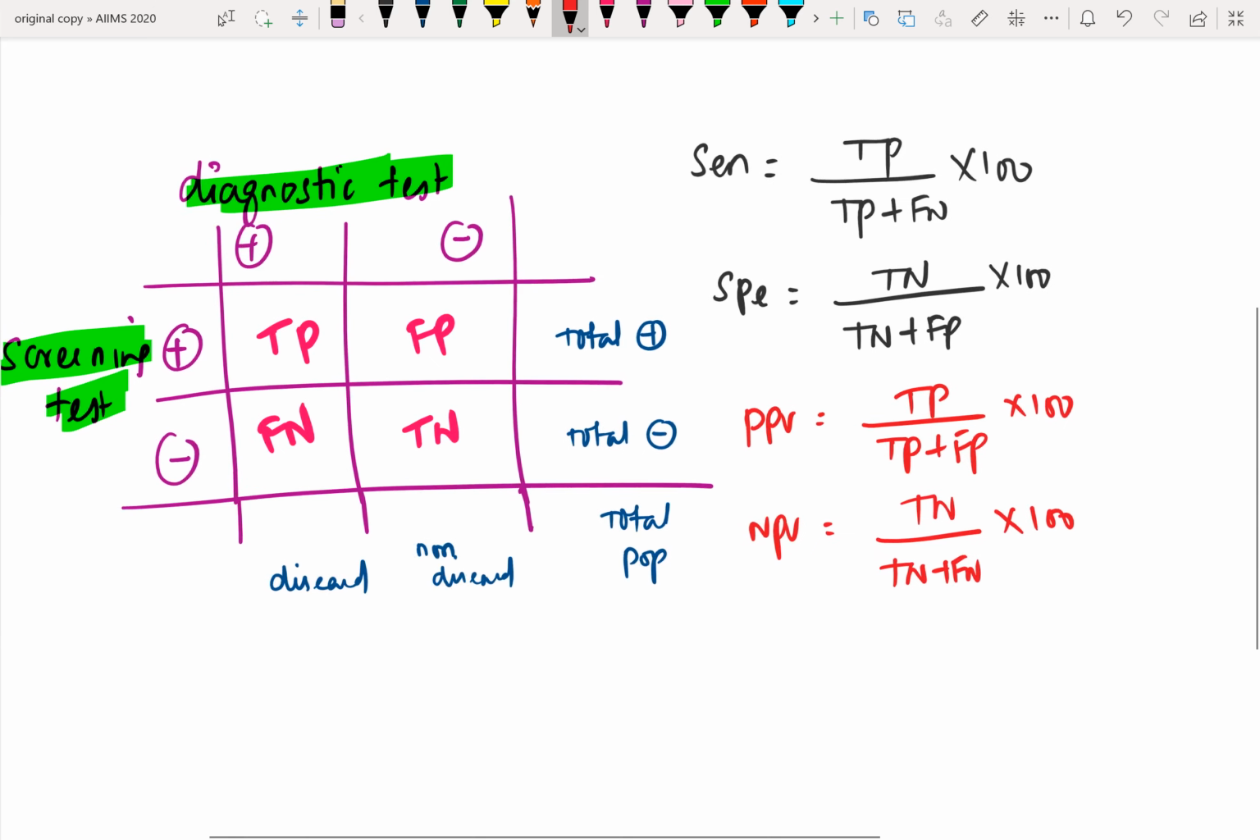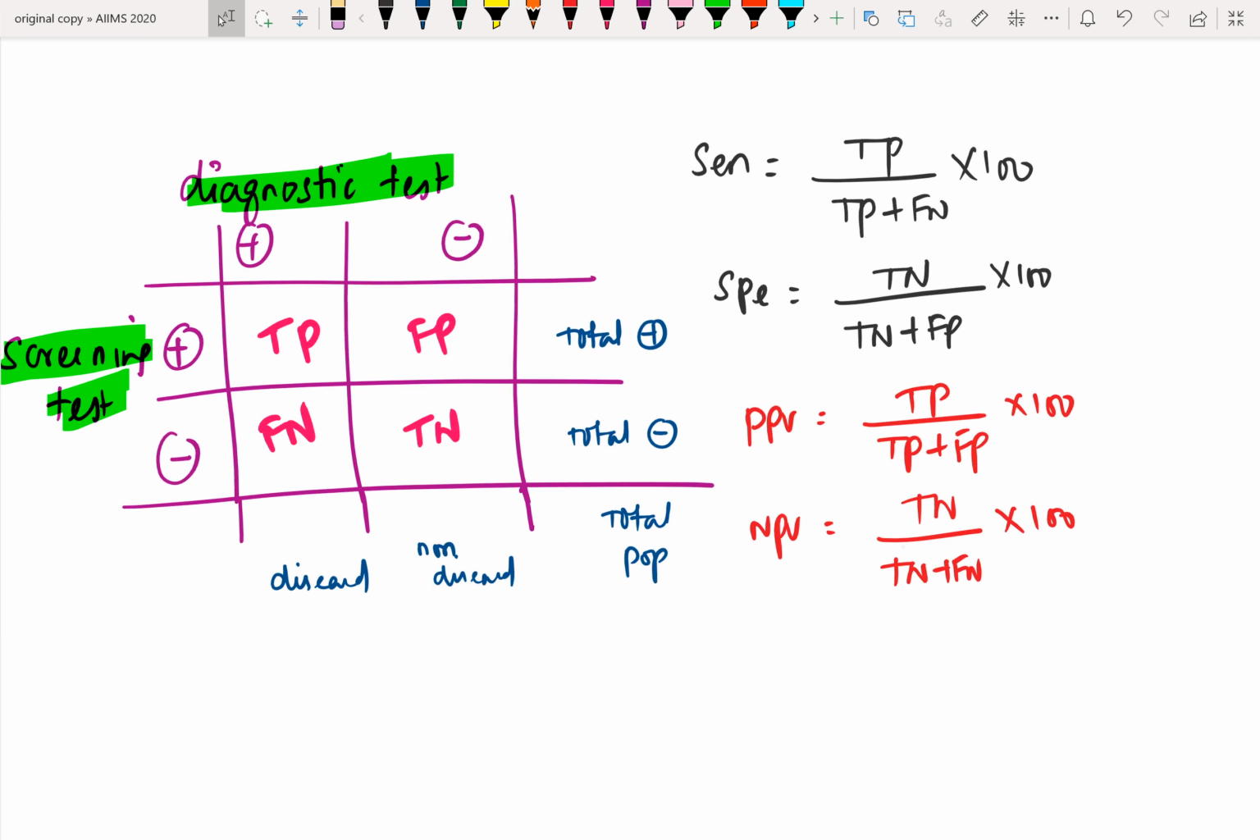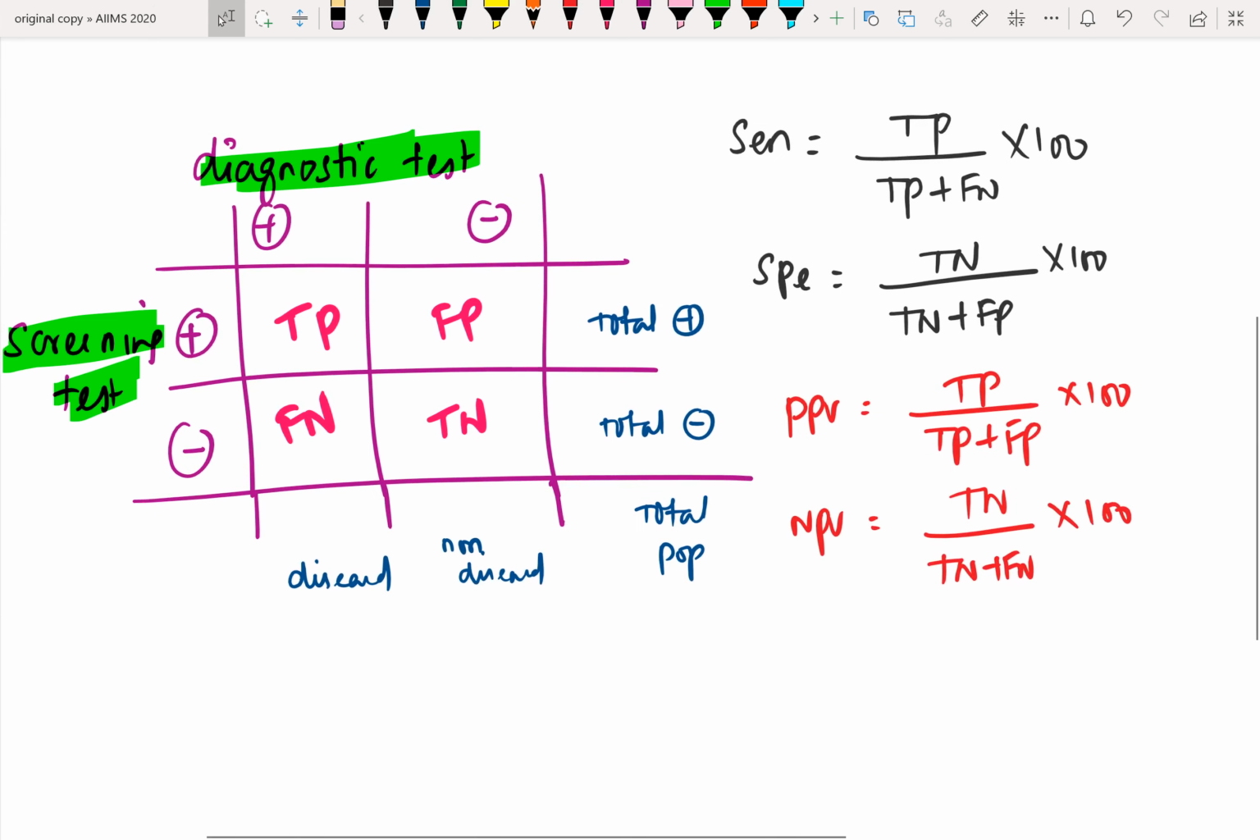So this is the formula we need to remember. For sensitivity, the denominator is diseased. For specificity, the denominator is non-diseased. Okay, I hope the formulas are clear.